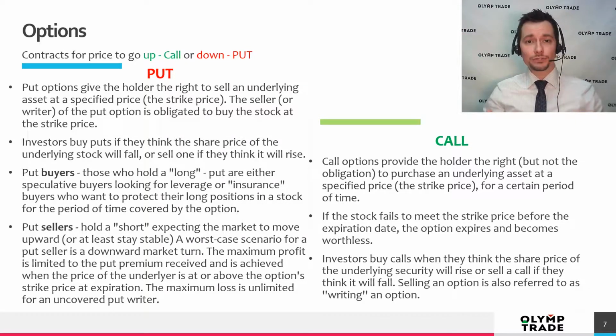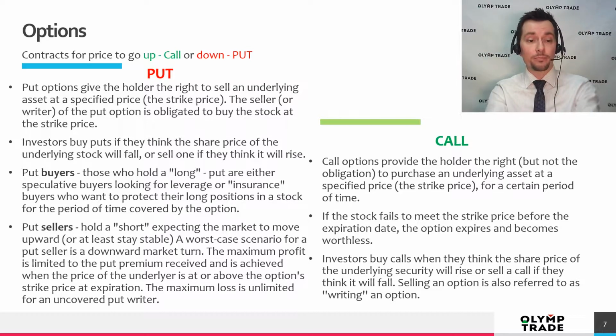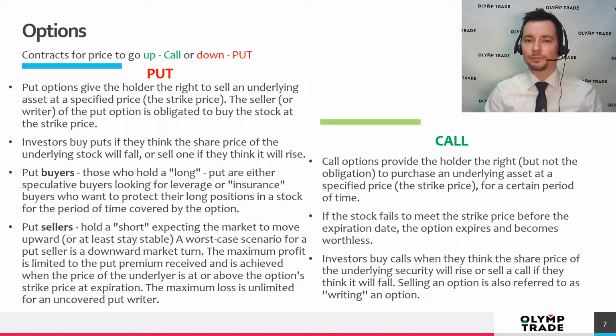Now, put buyers usually hold a long position, and they buy this option in order to hedge against a market downturn. In the case of a market downturn, their put option makes money and they can close out their position in the stock market. Now, put sellers hold a short, expecting the market to move up. The worst thing that can happen for a put seller is, again, the market crashes, because that way their maximum loss is unprotected and uncovered.